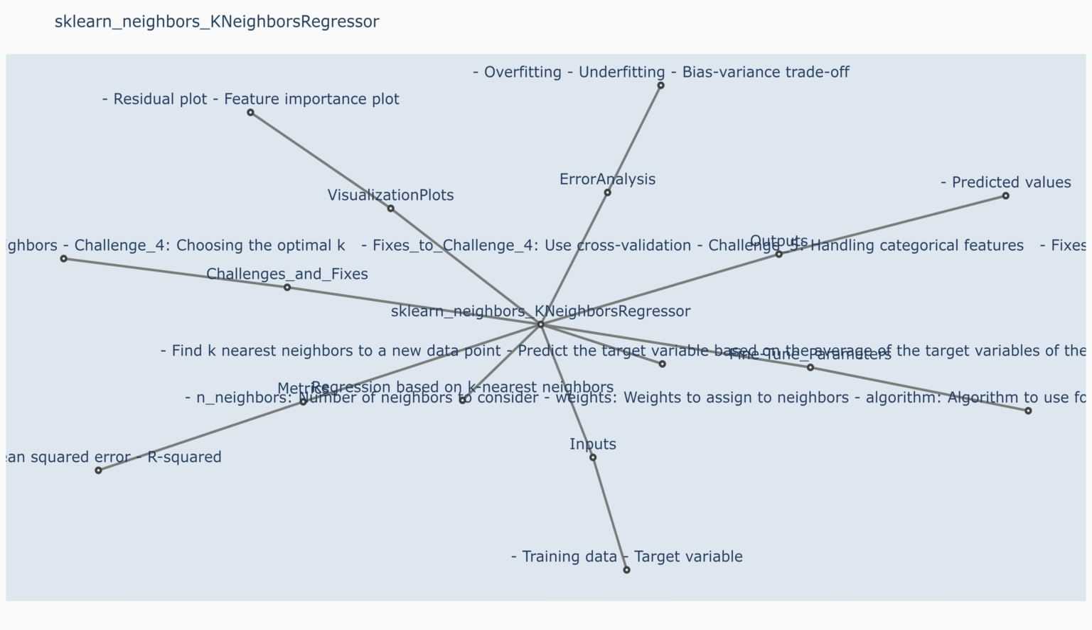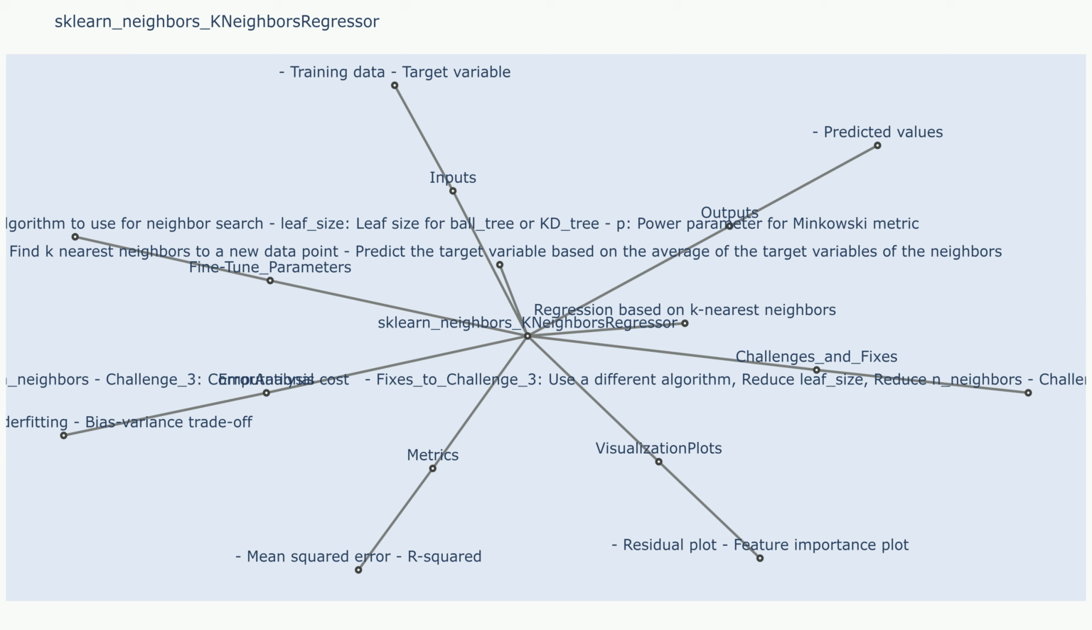sklearn.neighbors.KNeighborsRegressor. Description. KNeighborsRegressor is a non-parametric, lazy learning algorithm used for regression tasks in machine learning. It operates based on the principle of k-nearest neighbors, where it predicts the output value for a new data point based on the values of its k-nearest neighbors in the training dataset.